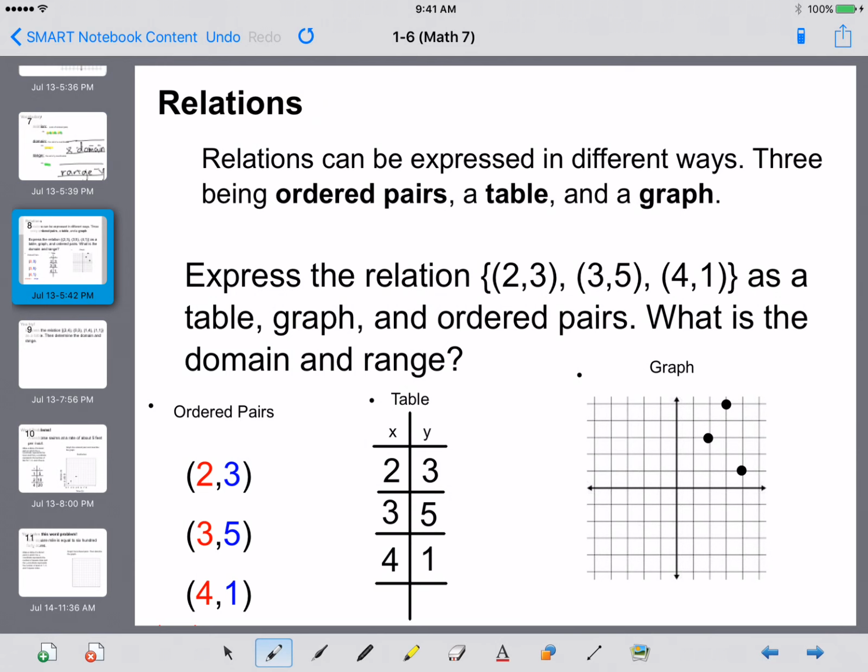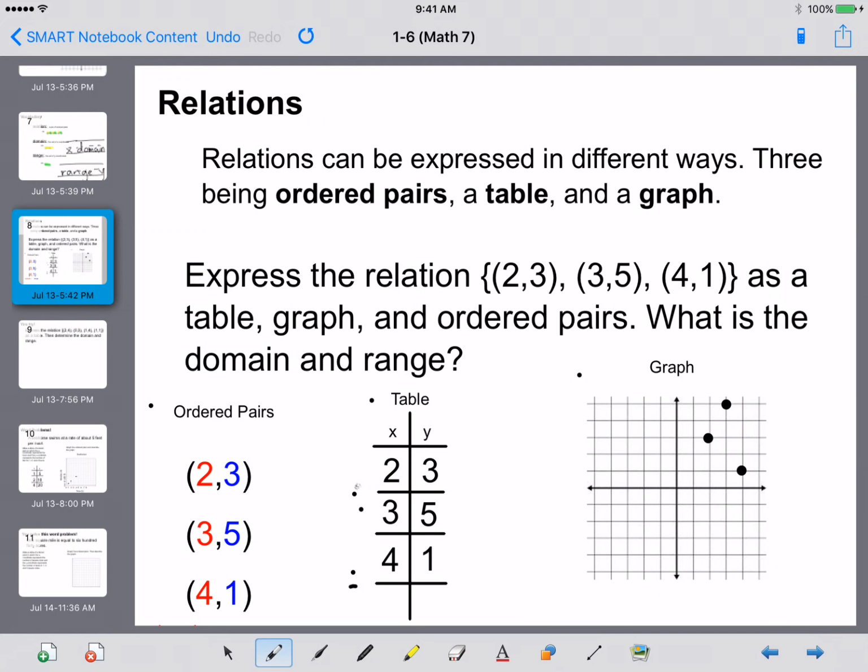So our ordered pairs here are (2, 3), (3, 5), (4, 1). We just have to write them out. Easy. A table has an x side and a y side. So our 2 goes with our 3, our 3 goes with our 5, and our 4 goes with our 1. And then over here I graphed all those points. So I went over 2 up 3, over 3 up 5, and over 4 up 1.